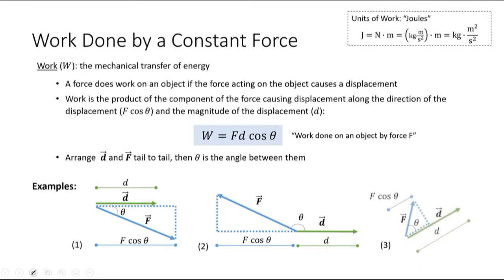Okay. Last example, I have everything tilty here. So if D is tilted, then I still can arrange F and D so that they're tail to tail. Theta is the angle between them. F cosine theta, again, it's just going to be the component of F that's in the same direction as D.